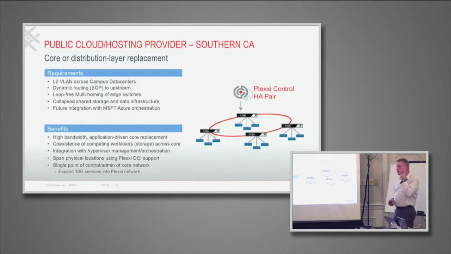The second is a similar sized public cloud and hosting provider in Southern California, 1 gig server based. They had something in the order of 11, 12,000 1 gig servers with a very slow roll to 10 gig. So not really a match for us as direct server connectivity, but they were looking to replace their core. How do they connect? They had multiple data centers in a campus kind of environment, multiple buildings in a campus kind of environment.